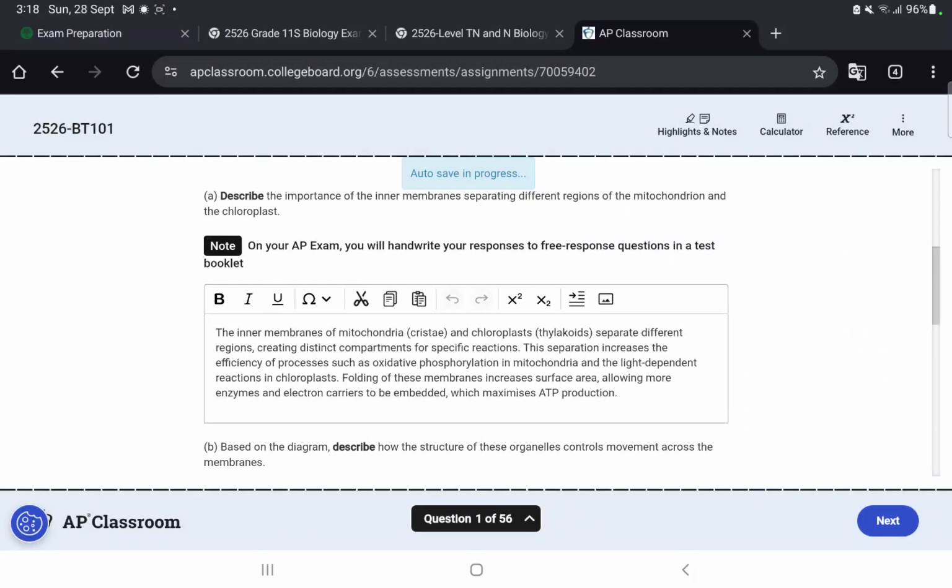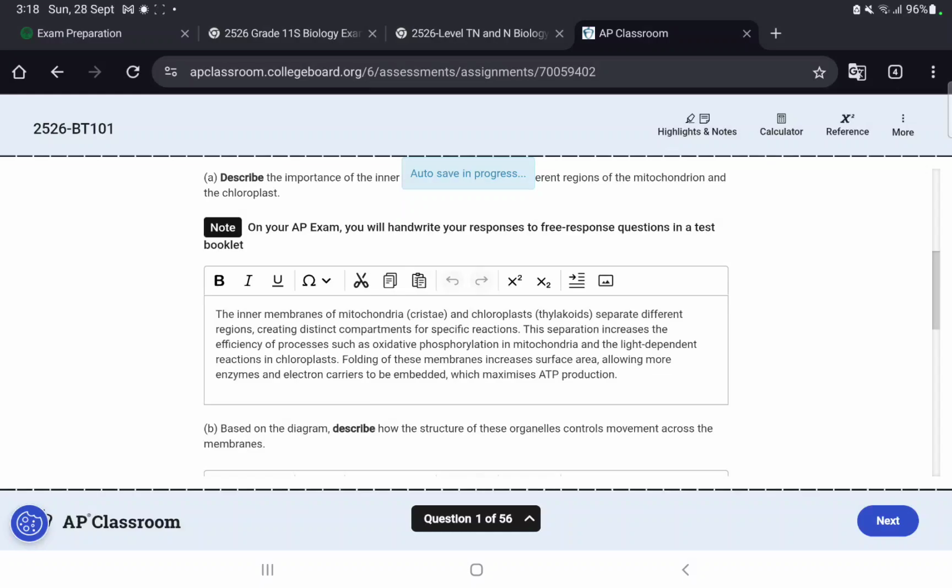Let's start. This is more proper than the other one, so look at this more as an example of what you're supposed to do. Describe the importance of the inner membrane separating different regions of mitochondria and chloroplast. So the inner membranes of the mitochondria, called cristae, and in the chloroplast, called thylakoids, separate different regions, creating distinct compartments for specific reactions. So each reaction has its specific compartment, a specific space where it works.